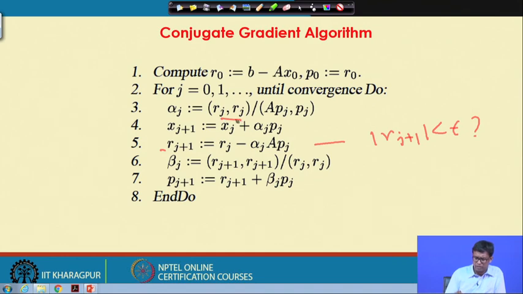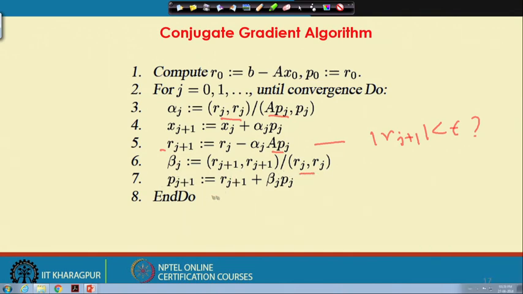have stored Rj dot Rj. This Apj, once you find it and utilize it here, you can avoid doing the matrix multiplication several times. You have stored Rj dot Rj, and then Rj+1 dot Rj+1 divided by this stored Rj dot Rj gives you beta j, and Pj+1 is Rj+1 plus beta j Pj. Then you check if mod Rj is less than epsilon; if so, you come out of the iteration loop and say that the solution has converged, else you keep on iterating for the right solution.